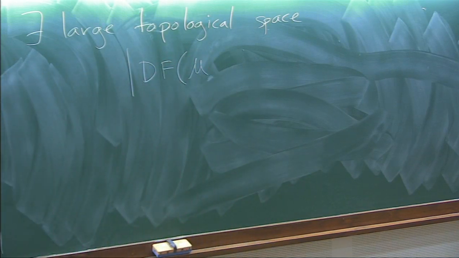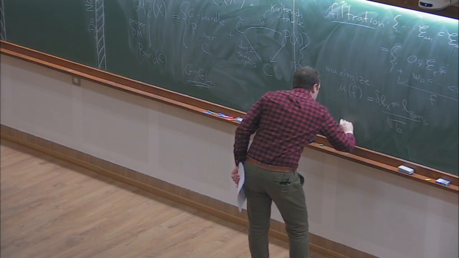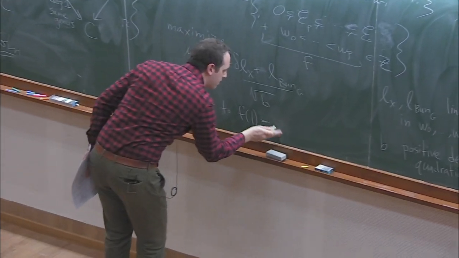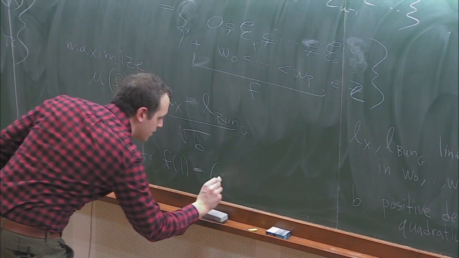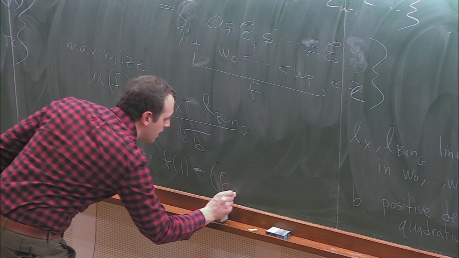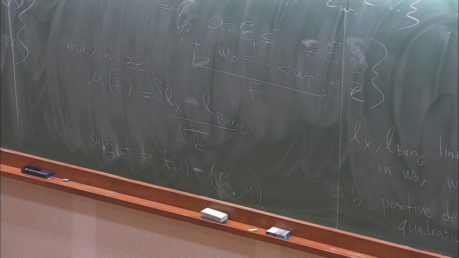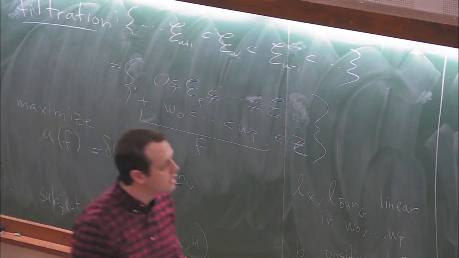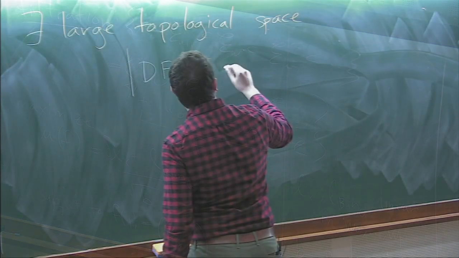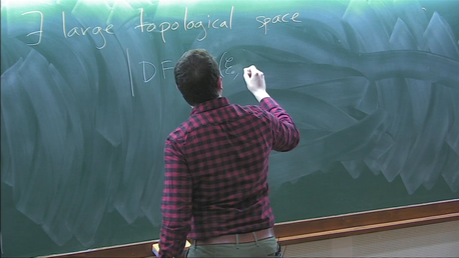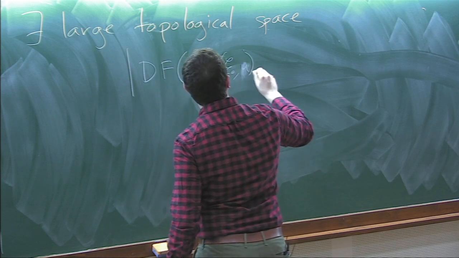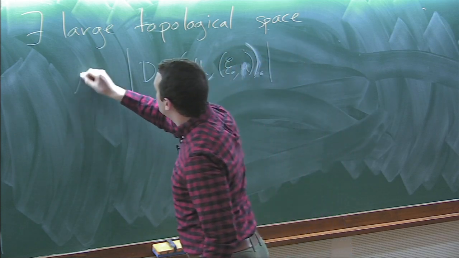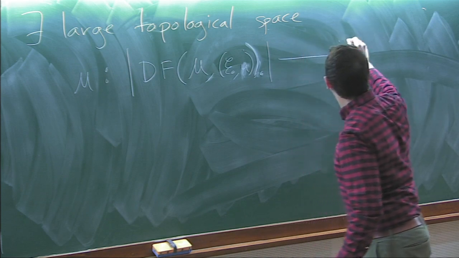So maximize this subject to the constraint that f of 1 is equal to some fixed thing, which is some filtration E, and then some section, some quasi-section U. So I fix what f of 1 is, and I'm asking, look at all filtrations. So there's a topological space which is associated to this stack and the point, like that. And mu defines a continuous function to R.